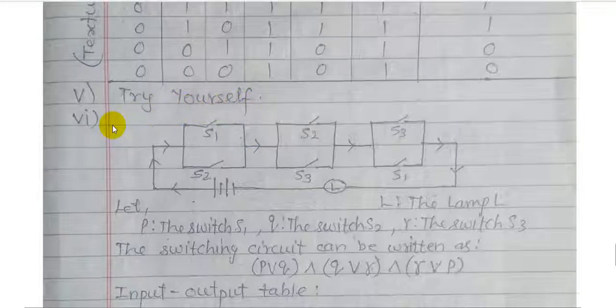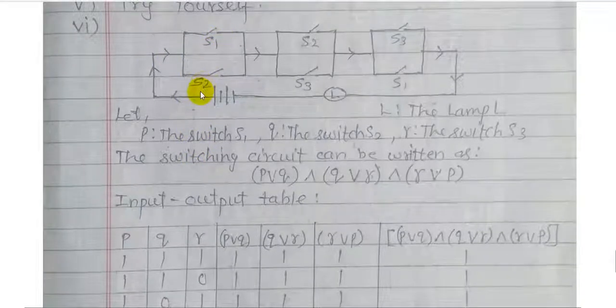And the sixth one, this diagram is given S1, S2, S2, S3, S3, S1. So how many different sets are given? This is the first set, and then AND, second set, then AND, third set, and then AND. Okay. So this one, this is the battery, and there are connections S1, S2, S2, S3, S3, S1. This is the lamp L. So there are three switches S1, S2, and S3.